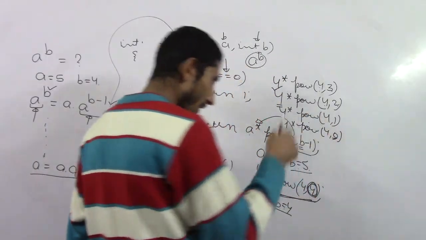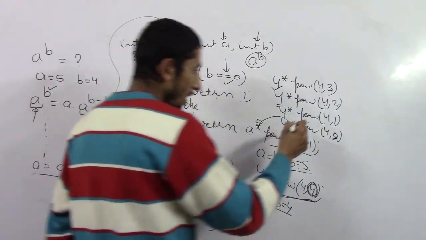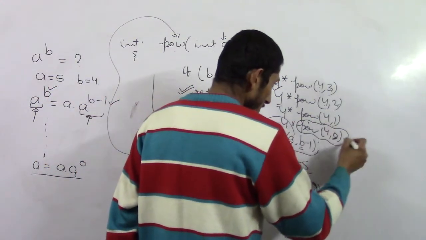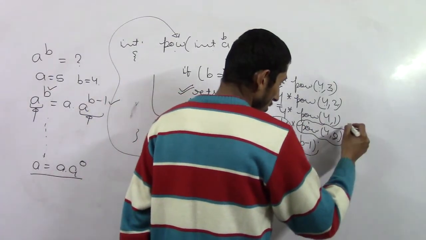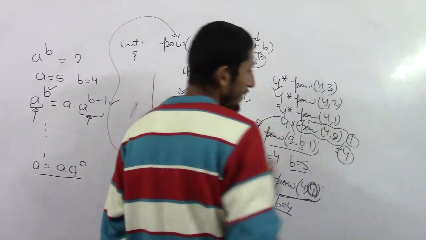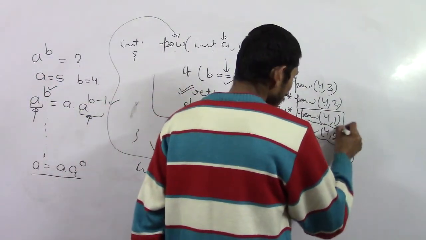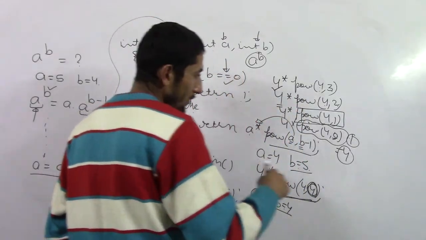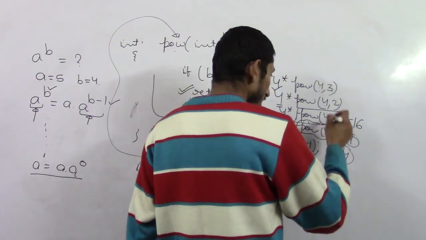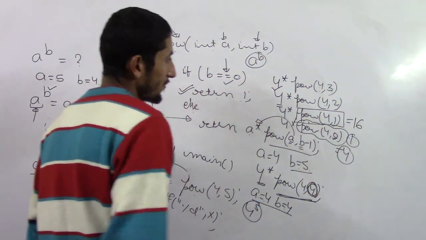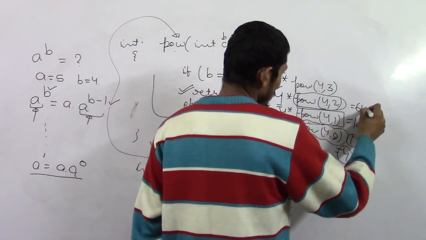In this case, the value of B becomes 0, so I can say return 1. The answer of this sub-problem is 1. So it becomes 4 into 1, which equals 4. Are you following this? Now you know the answer of this problem, that is 4, so 4 multiplied by 4 equals 16. If you calculate the power of this one, it becomes 16 into 4, which means 64, and so on.